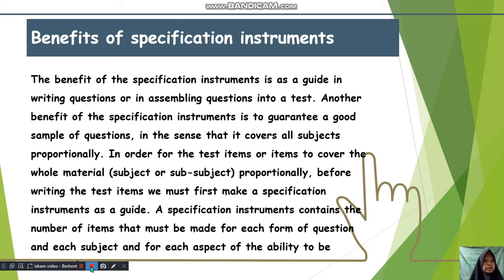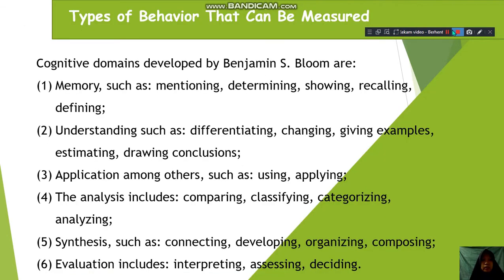Before writing the test item, we must first make a specification instrument as a guide. A specification instrument contains the number of items that must be met for each form of question and each subject and for each aspect of the ability to be measured.